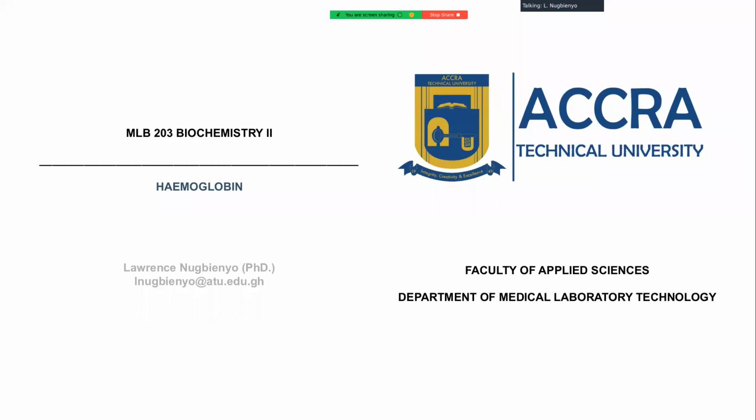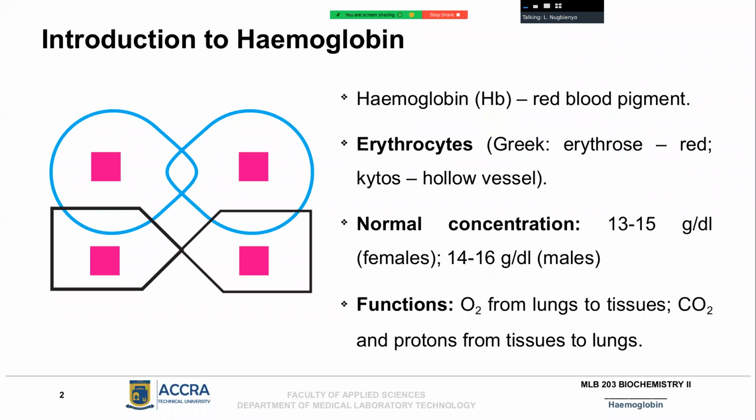In the second part, which hopefully we'll be doing next week, we'll be looking at some more hemoglobinopathies that are not related to the structure of, say, the protein part of hemoglobin, but rather the heme part of hemoglobin. So today we start with the structure of hemoglobin.